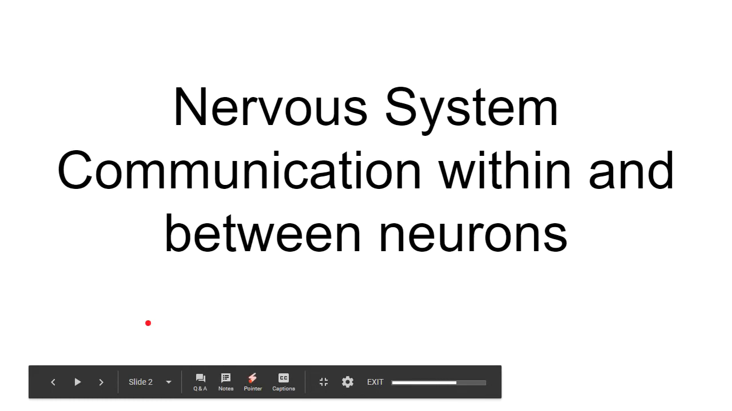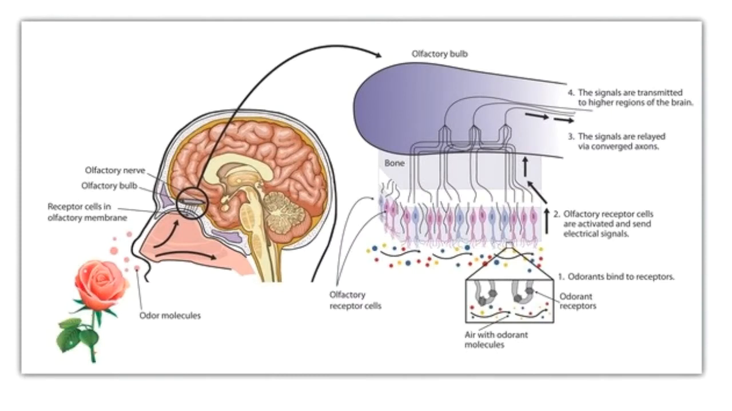Alright, so the focus of this video is on nervous system communication within and between neurons. A big part of human stimuli is that before we can respond, we need to actually receive the communication, and we have to receive the stimulus. So this is going to take you through what's happening at a cellular level in the nervous system.